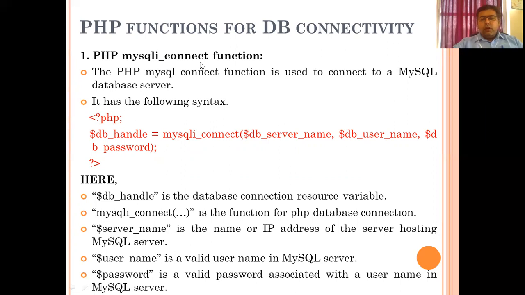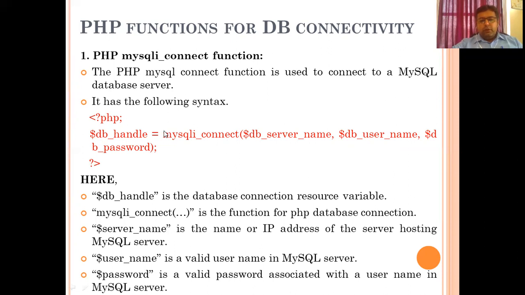So first is how to create a connection function, because we have to establish a connection to the database, right? The PHP mysqli_connect function is used to connect MySQL with the database server. It has the following syntax. In a PHP opening and closing tag, you write $db_handle, which is a variable name, equal to mysqli_connect, which is the function name that is used to connect with the database.